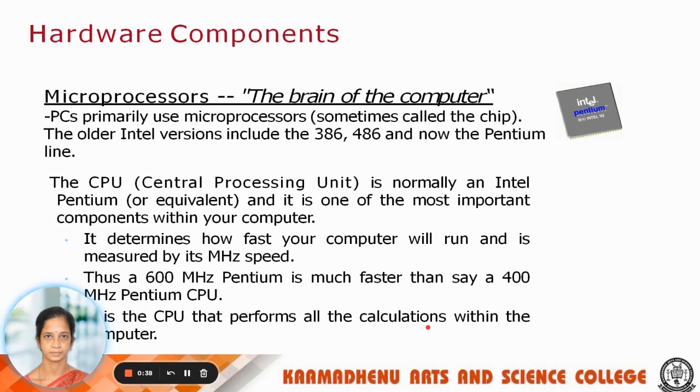The microprocessor is the brain of the computer, for example the Pentium processor. The CPU, central processing unit, is normally an Intel Pentium or equivalent, as it is one of the most important components of the computer.